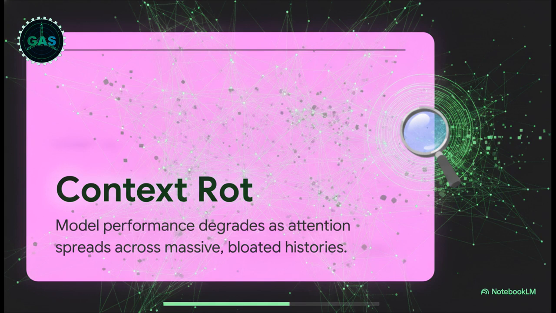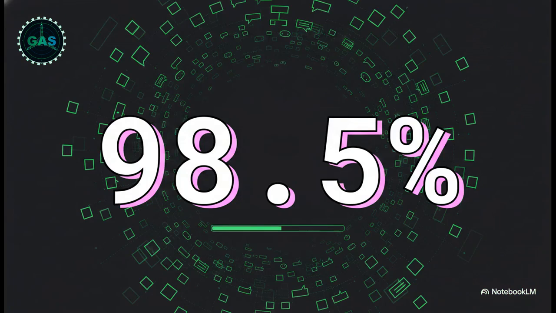Because of how tokens work, every single time you send a message, the AI has to reread the entire conversation from the very beginning. So as that history gets bloated, the model's attention gets spread way too thin. It gets distracted, it starts ignoring your specific instructions, and honestly, it just produces noticeably worse outputs. Okay, get ready, because this number is wild, 98.5%.